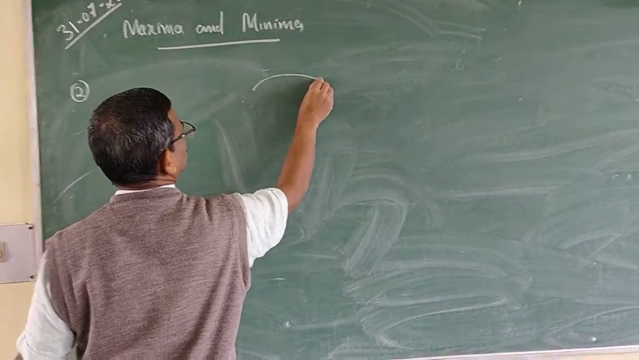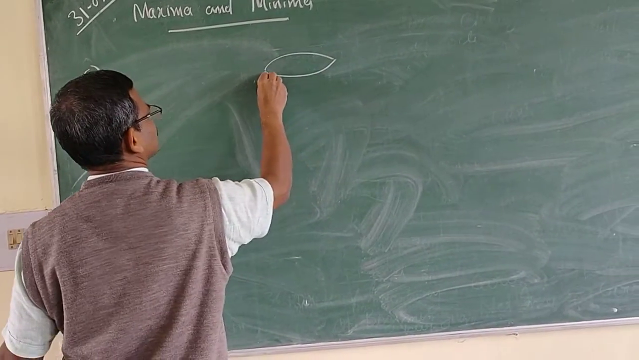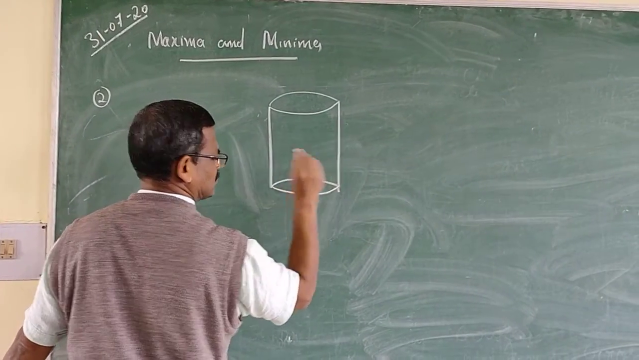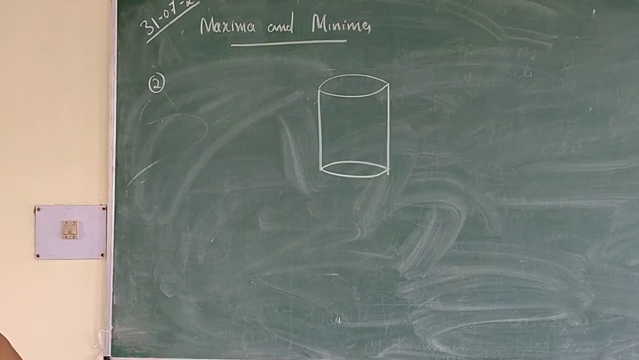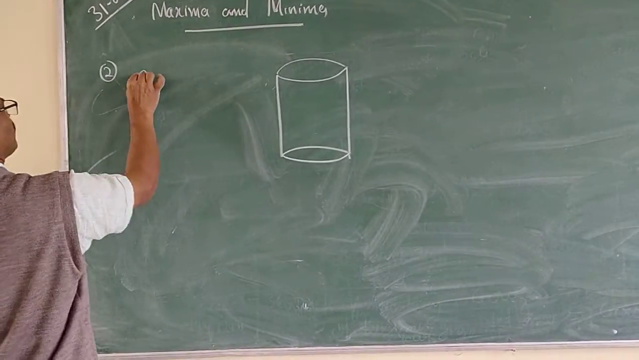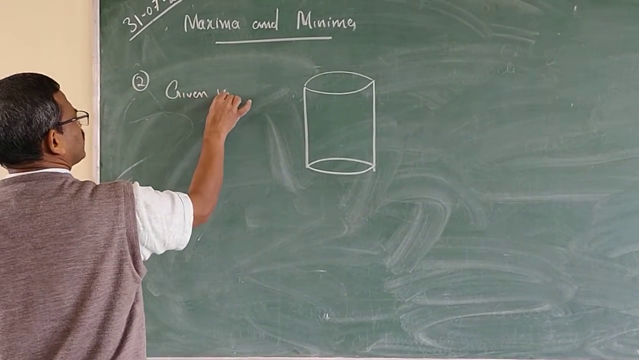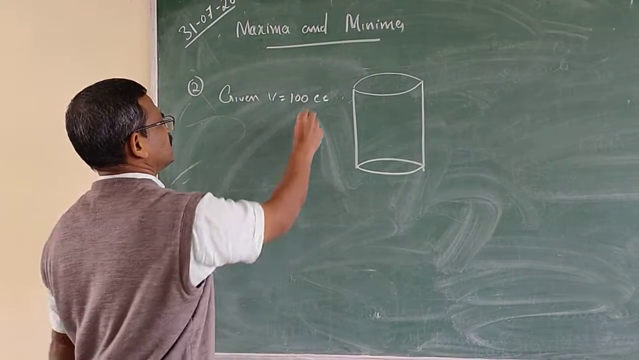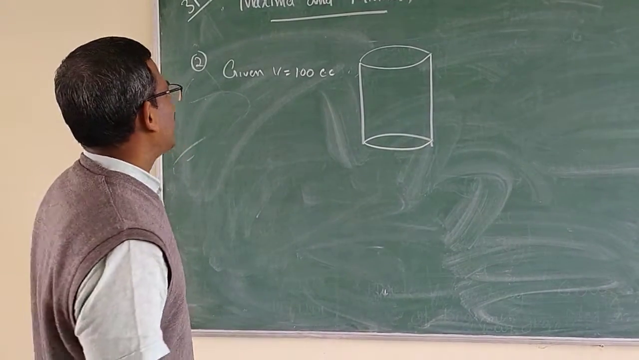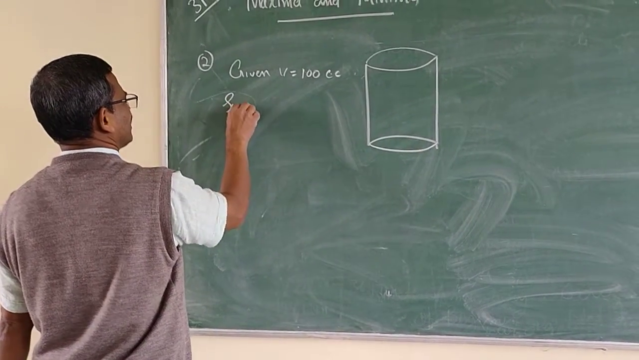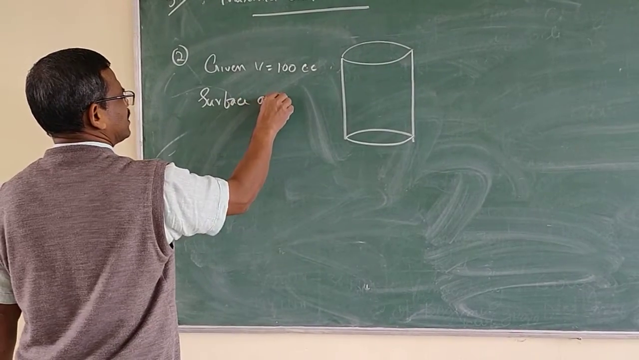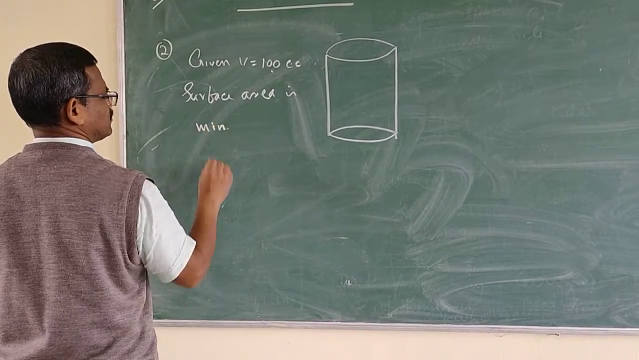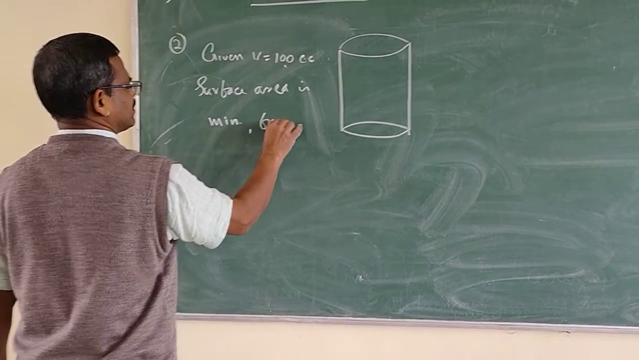You are given a closed cylinder, a right circular cylinder, as we call it. You are given the volume of the cylinder. Given volume is equal to 100 cc, cubic centimeter. Volume is given, and the surface area is minimum. Then find the dimensions.